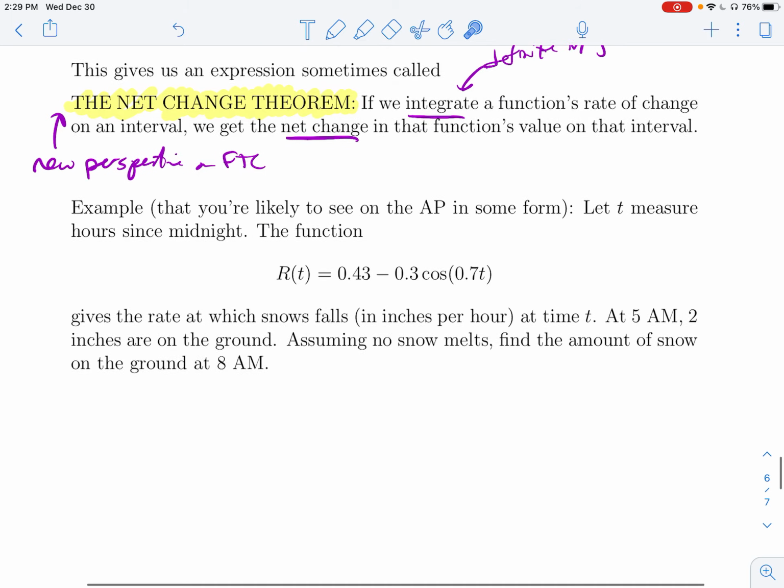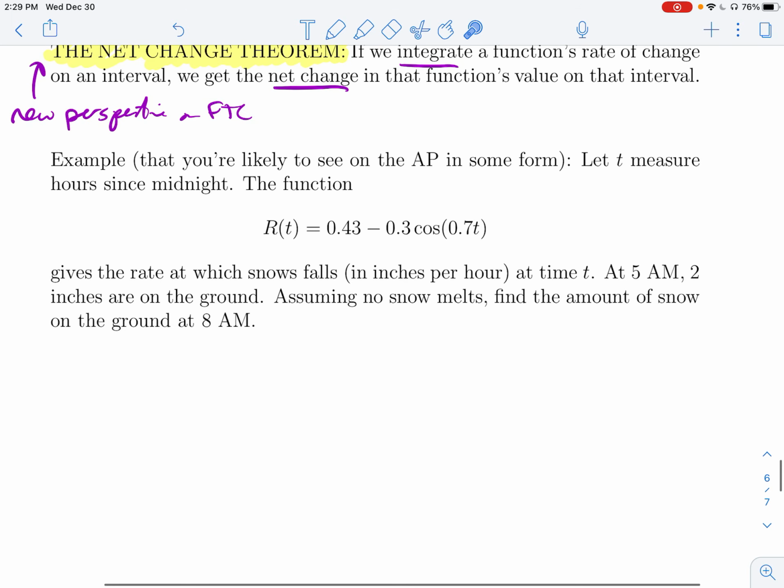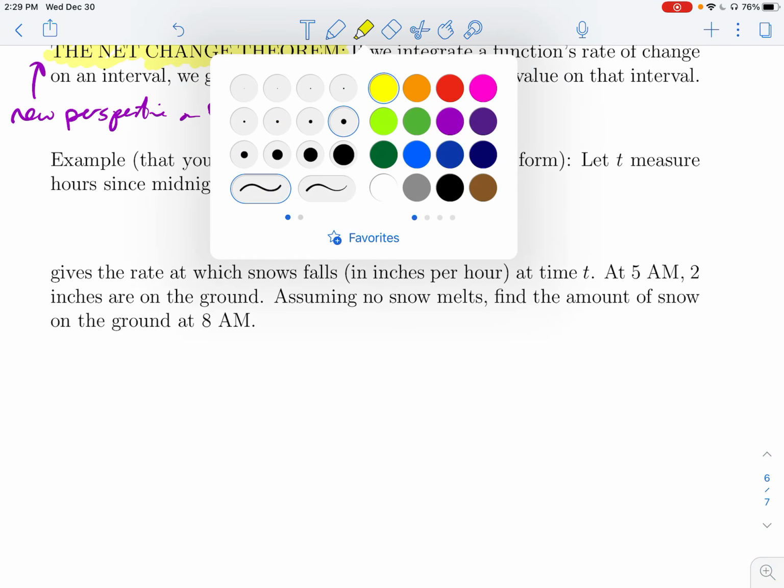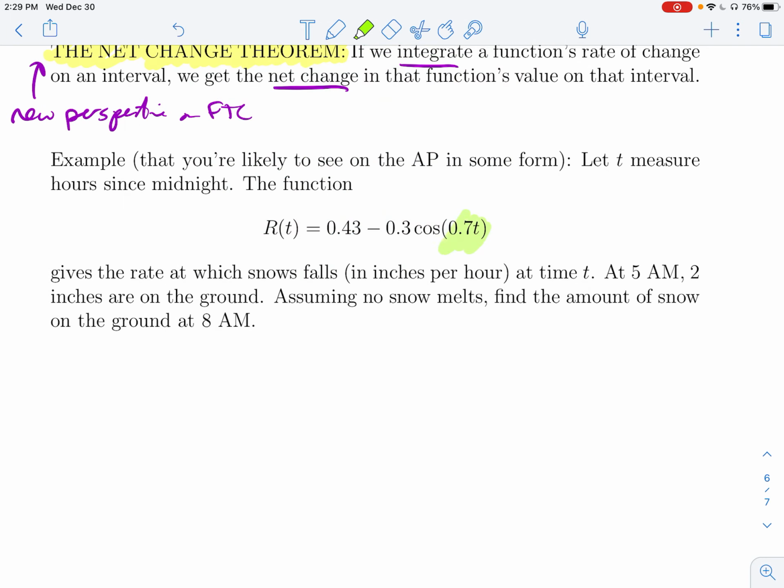So let me show you how you would see this on the AP. So I'm kind of making this up. Let t measure hours since midnight. And this function r of t, and right, intentionally it's kind of awkward. This would be on a calculator active section. They know you have your calculator, so they'll give you functions that are a little bit tricky.